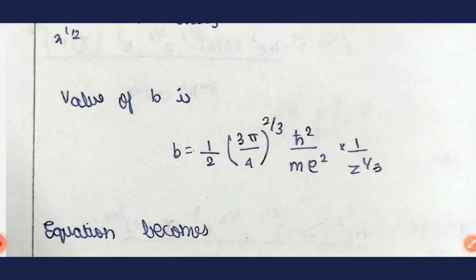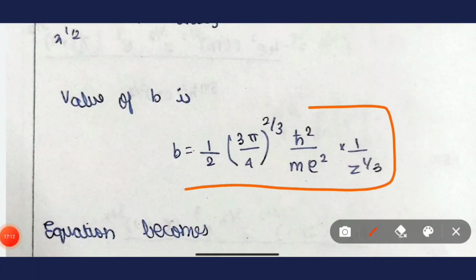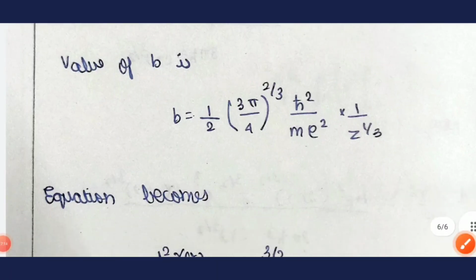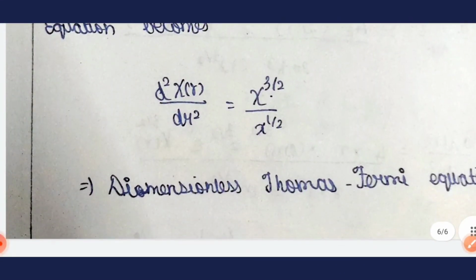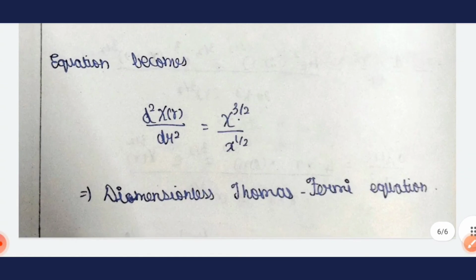So if we substitute this value of b in the above equation, the equation will become d square chi of r divided by dr square equal to chi power 3 by 2 divided by x power 1 by 2. This is nothing but the dimensionless Thomas Fermi model equation.